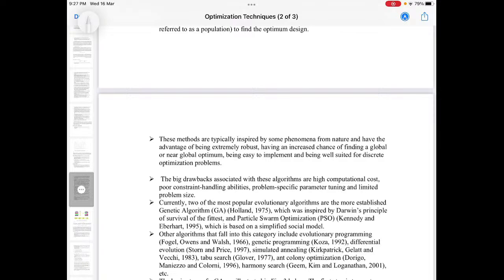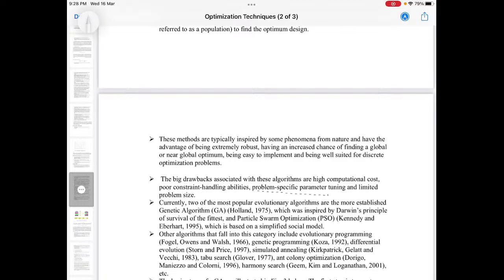So in the initial case, you have the objective function f of x, which is evaluated from the values of x and y, and these values can be discrete or continuous. In the case of discrete optimization problems, we are using discrete values, and we can see that this becomes complex.